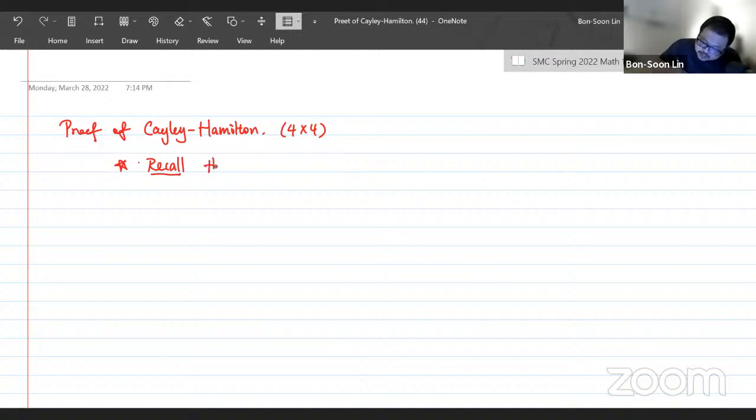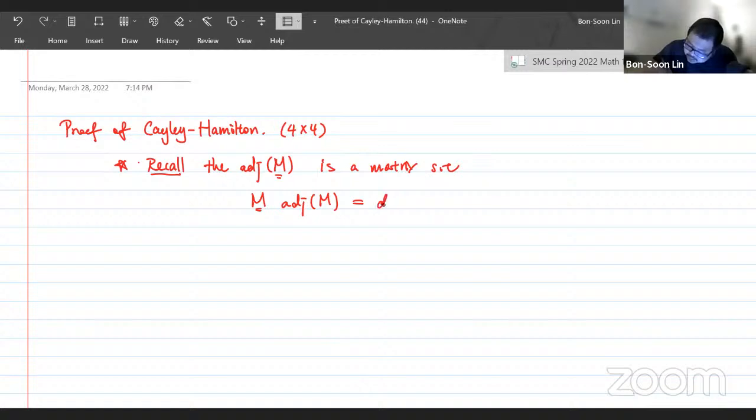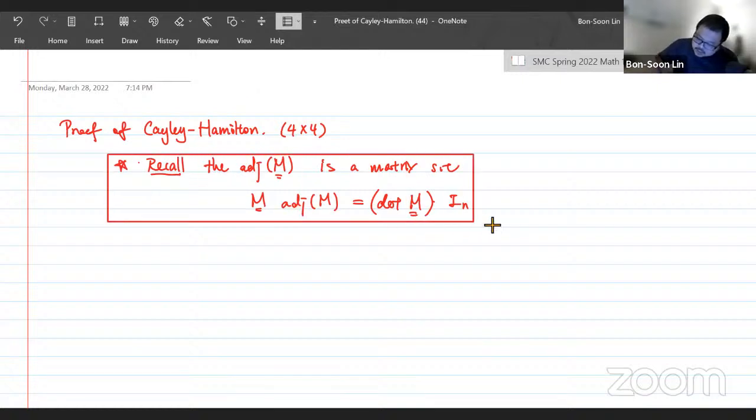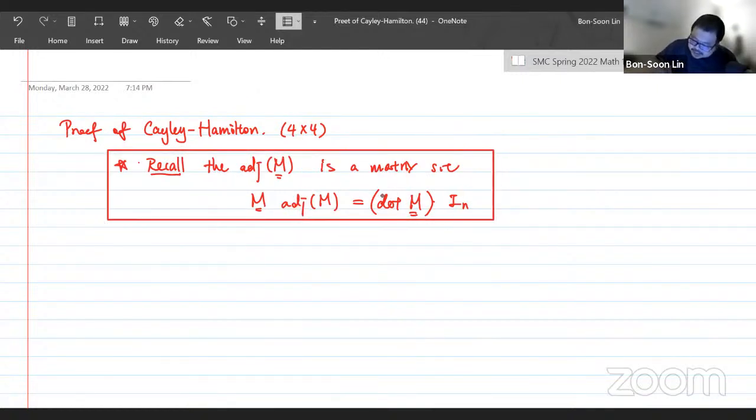Okay, so all I need is to recall the adjugate matrix. The adjugate matrix of M is a matrix such that when this matrix M is multiplied by the adjugate of M, this is always equal to the determinant of M times the identity matrix. The determinant of M is just a number times the identity matrix. So this is the main property of the adjugate matrix. Please review from lecture how it was defined, but for every square matrix, you can calculate its adjugate matrix.